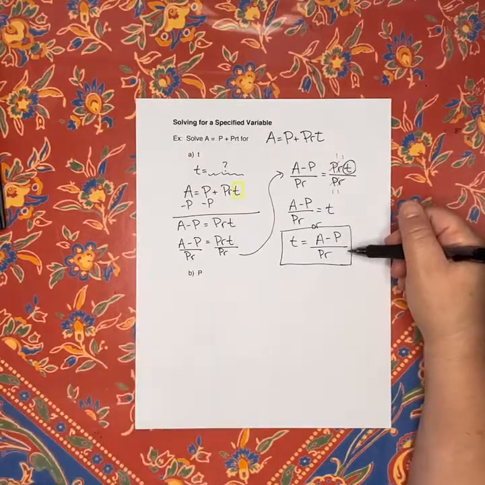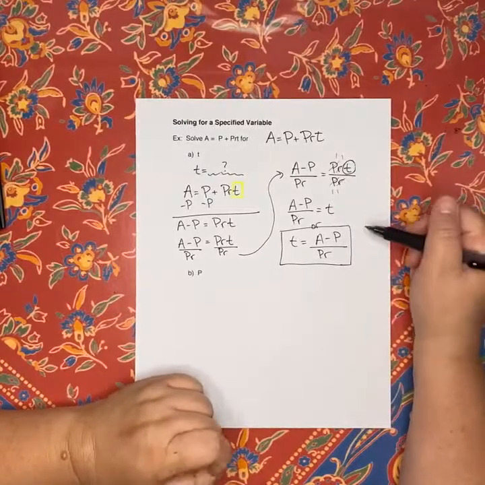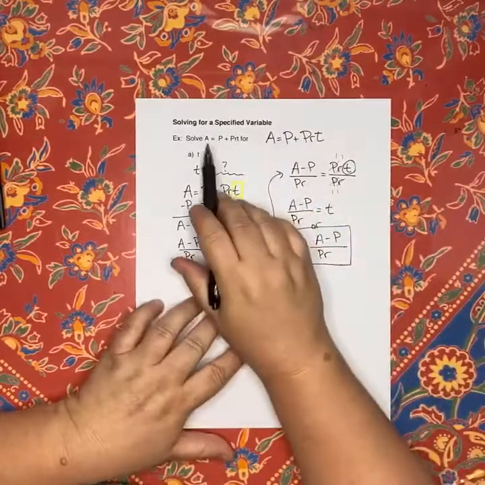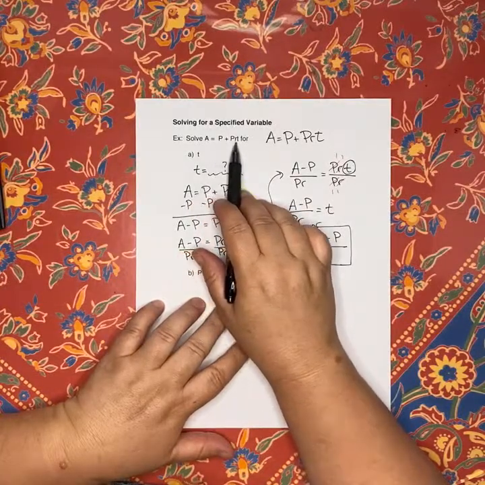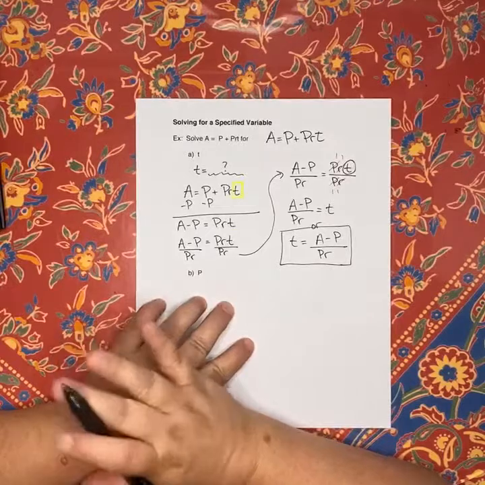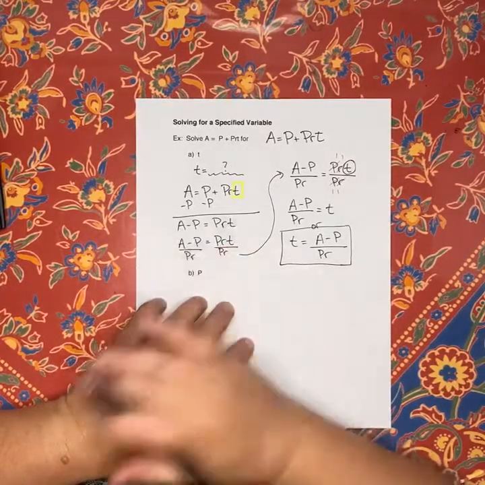One thing to be very careful about in WebAssign is it is case sensitive. So the A and the P in this particular problem are uppercase. The R and the T are lowercase. So always double check whether the letters are uppercase or lowercase before you try submitting your answer.